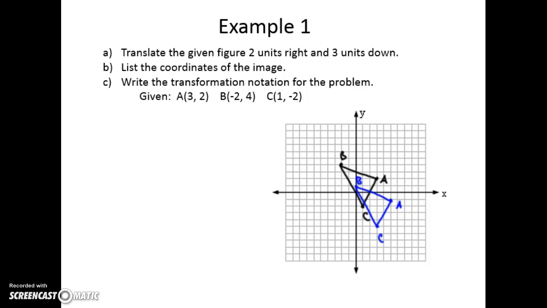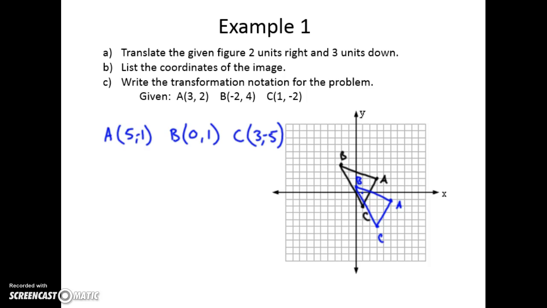Now we want to list the coordinates of the image. So the image is where we ended with. So I need to list my new coordinates. And I can do this just directly from the graph. So I can list A as 5, negative 1. B would be 0, 1. And C would be 3, negative 5. And so these are my coordinates for my image.